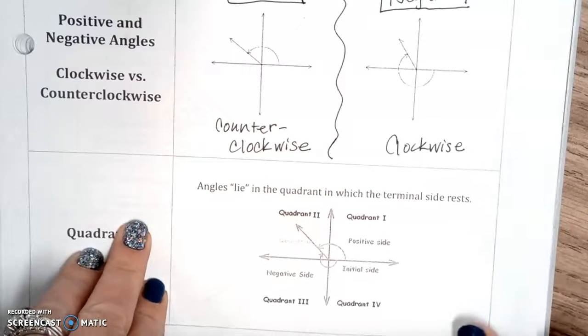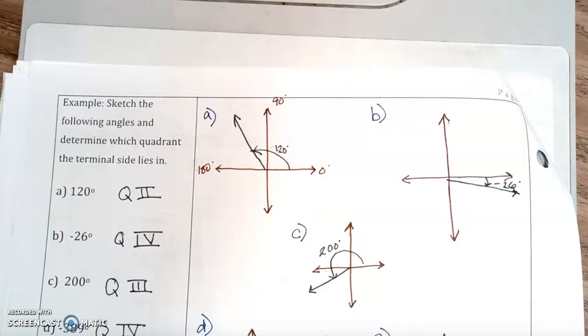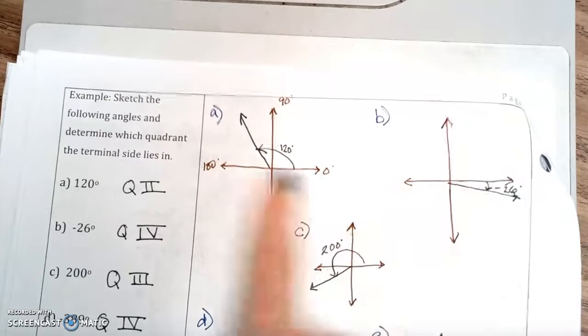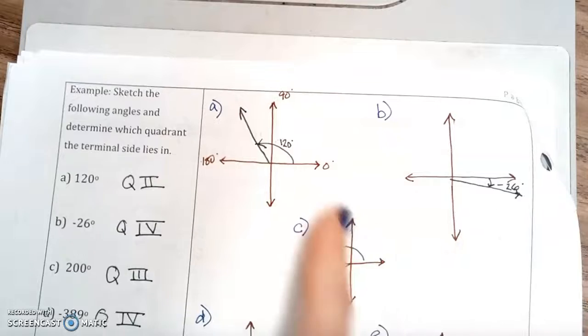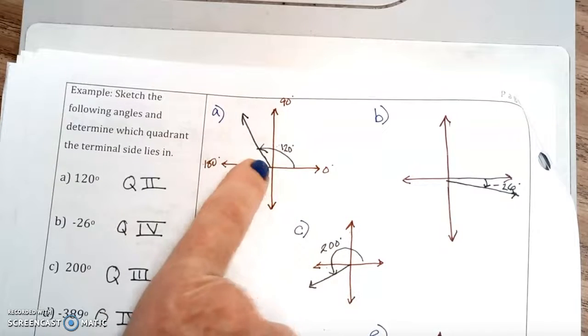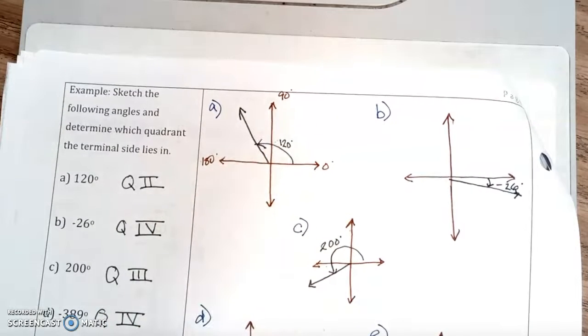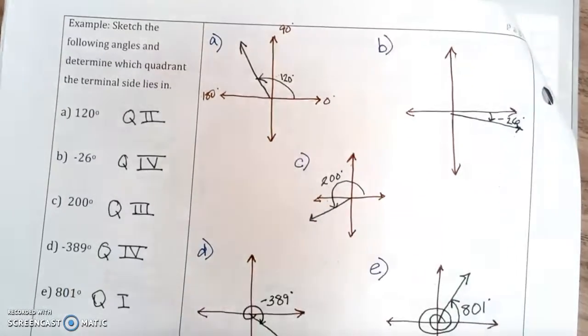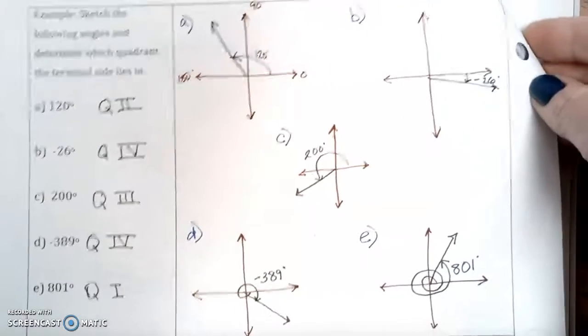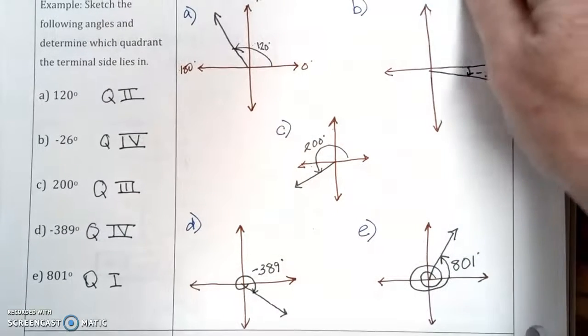Anybody still writing? Okay. Now we'll sketch the following angles and determine which quadrant the terminal side lies in. For A, they want us to draw a positive angle of 120. So we're going to start at 0. Straight up would be 90. So we know 120 is going to lie at the end. Its terminal side is going to be in quadrant number 2.